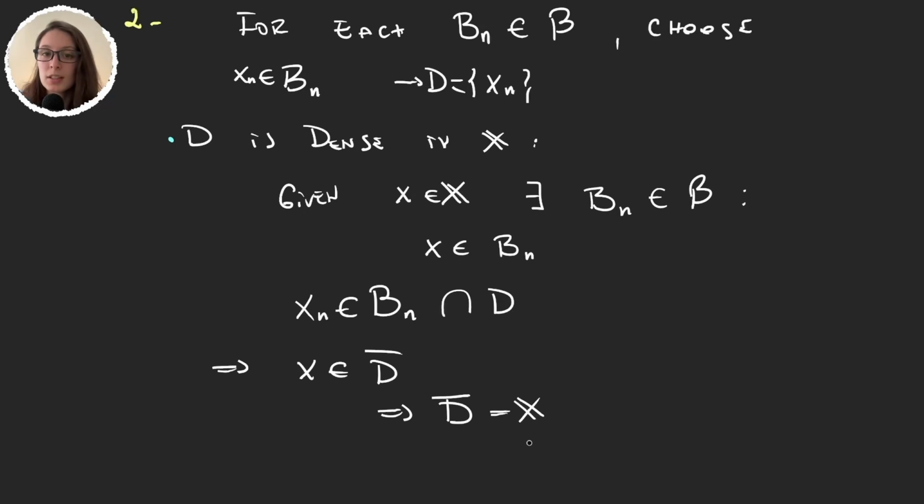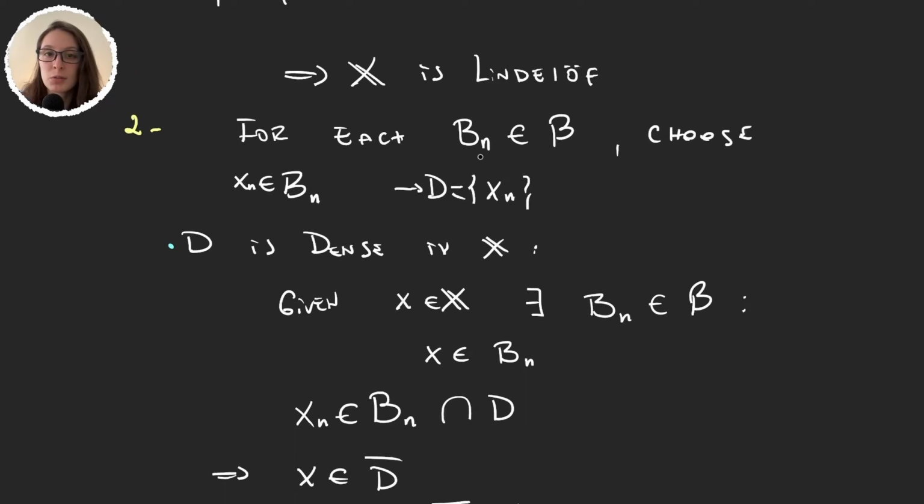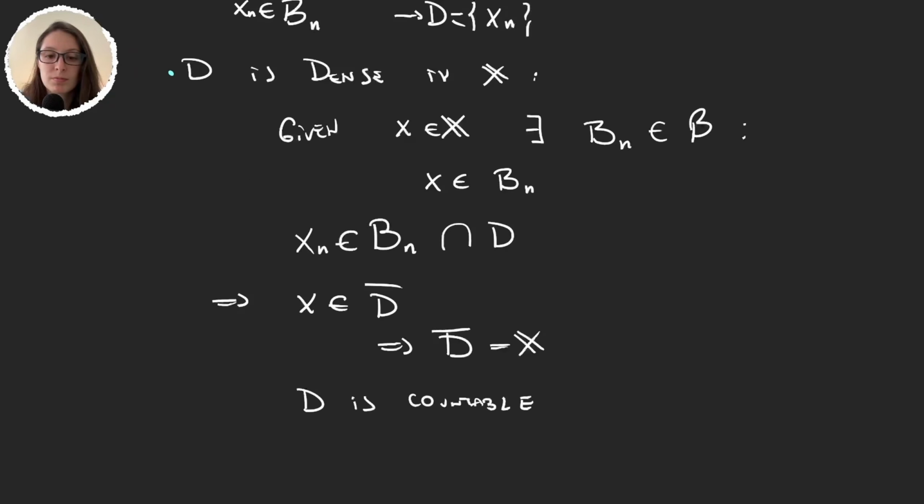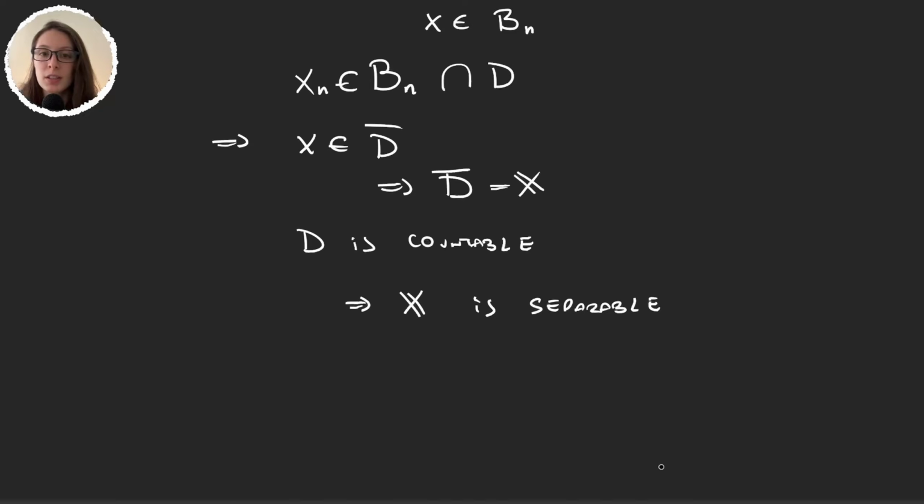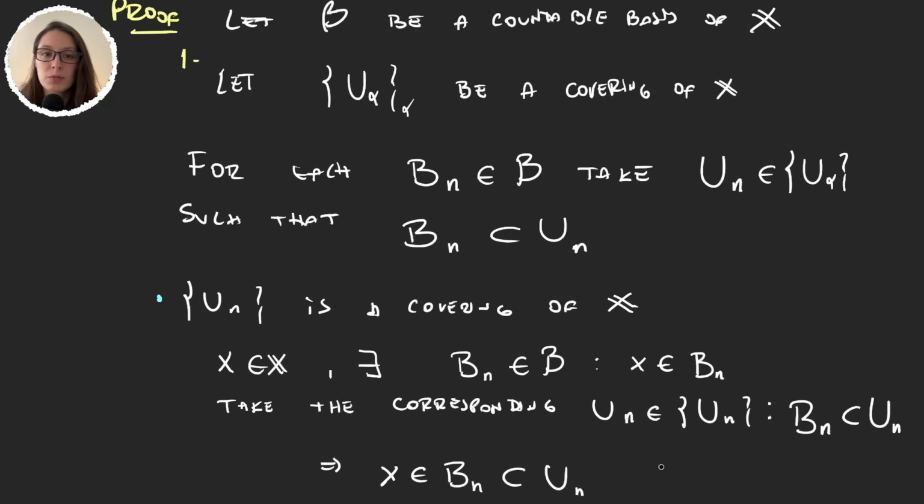Also, D is countable because the basis is countable. And with this we have that our space X is separable, which is exactly what we wanted to prove for the theorem.